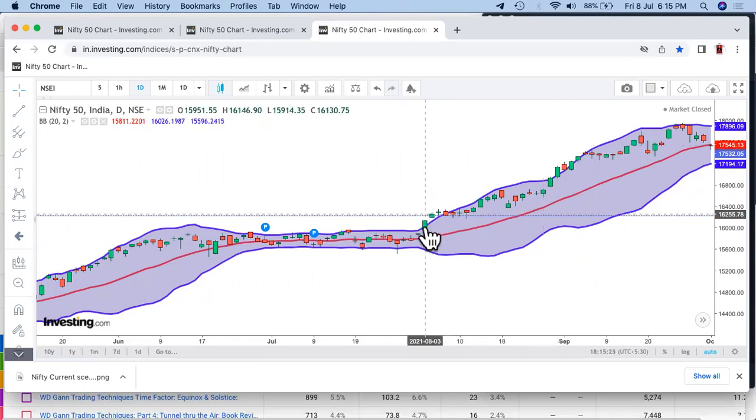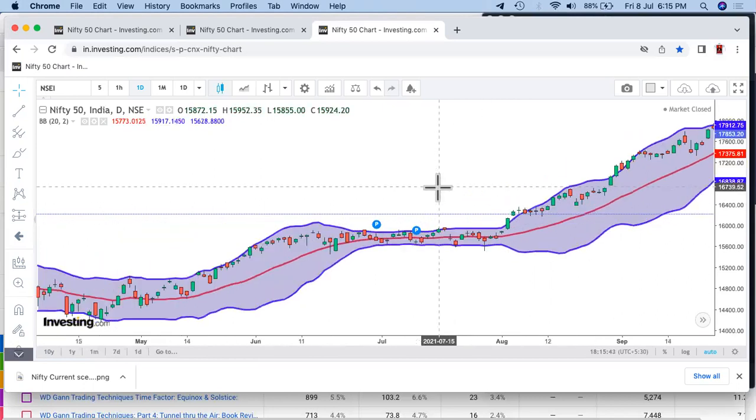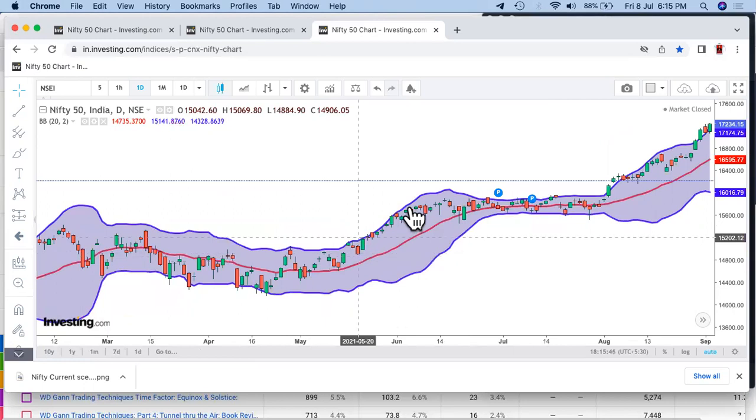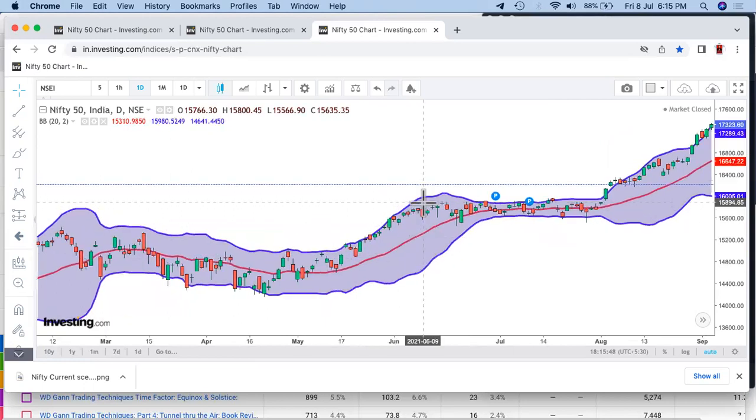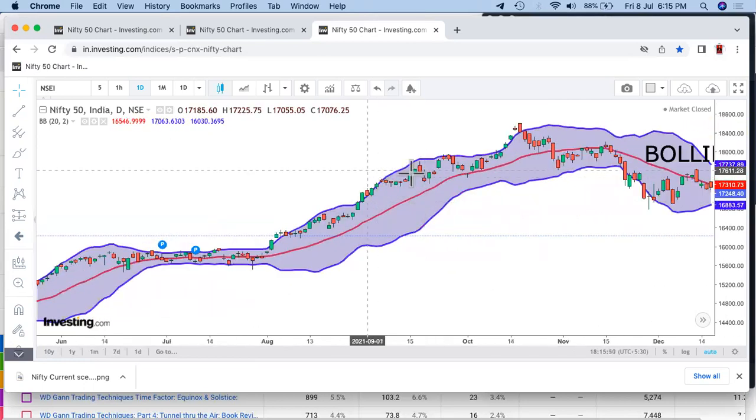Now, when you find that the price is there on the upper band, it generally is being defined as being bullish. So when you see that it is on the top side, this is bullish.